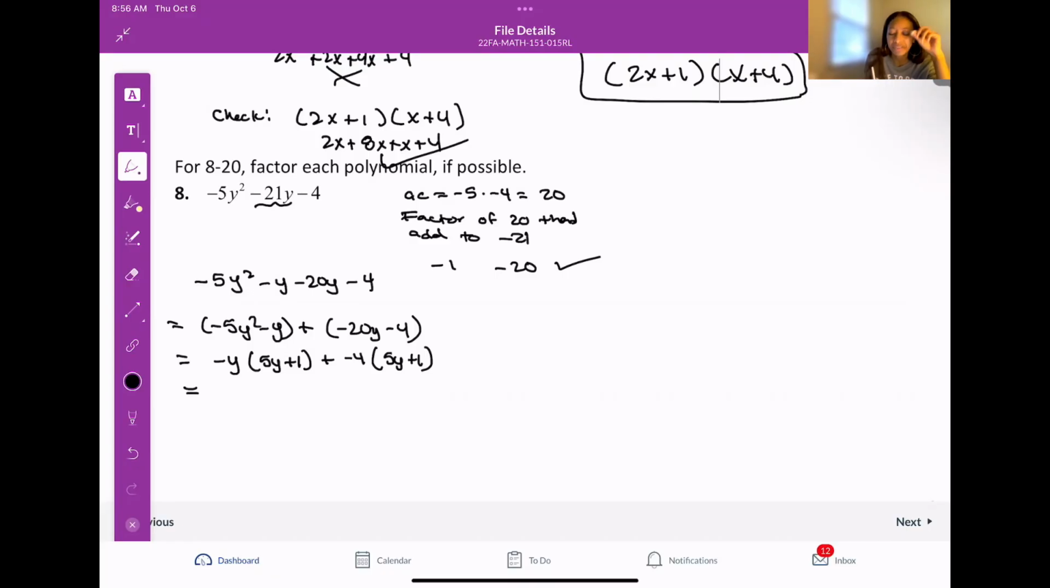I see. Made a bit of an error in the beginning. Well, I wouldn't say it's an error. There was something that we could have done in the beginning that would make this slightly easier, but it's okay. When we factor out again, we get 5y plus 1 times -y minus 4.